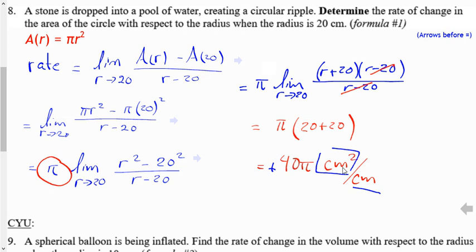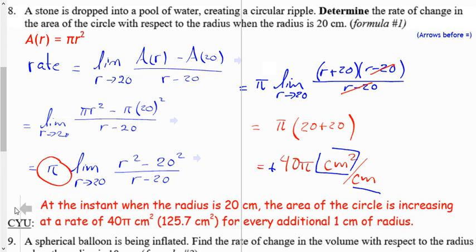Here we have it in words. At the instant when the radius is 20 centimeters, the area of the circle is increasing at a rate of 40 pi centimeters squared, which is about 126 square centimeters, for every additional centimeter of radius. That is our instantaneous rate of change.